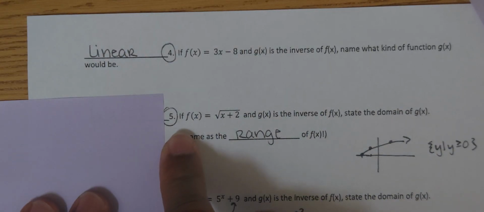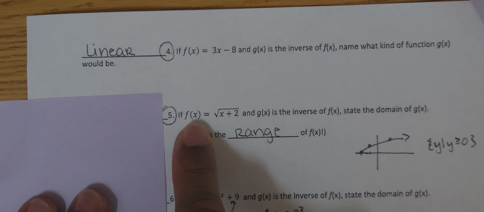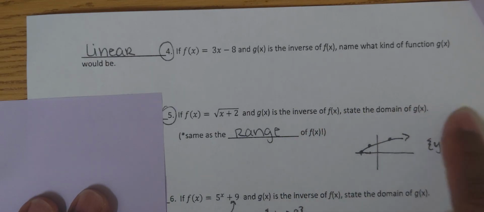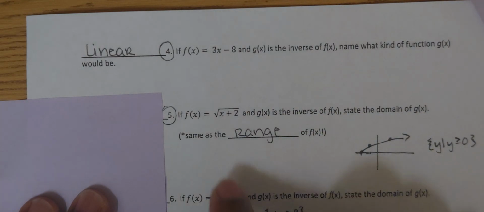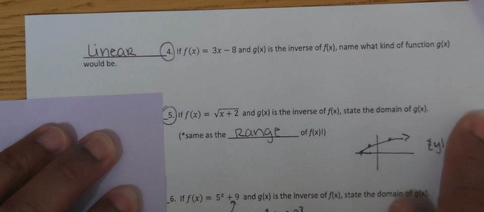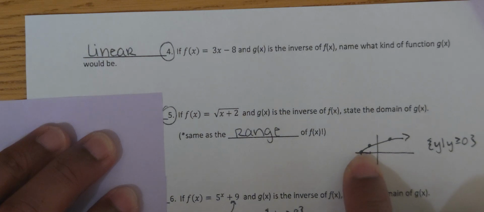Next question. If the function f of x equals the square root of x plus 2 and g of x is the inverse of f of x, state the domain of g of x. Now, what we know about the domain of f of x is that the domain goes from -2 to infinity, because don't forget, this is the square root function. Okay, so the domain is not all real numbers. The range is not all real numbers either.